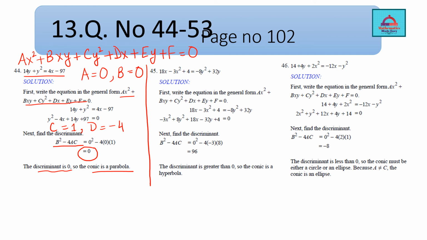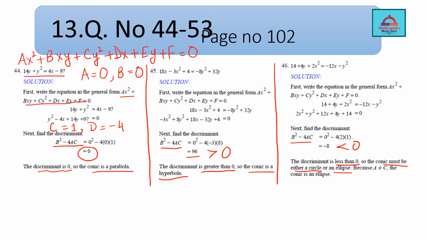Again, for question 45, you find the value of a, b, c, d, e and find the discriminant. Discriminant is positive, more than 0. So if it is greater than 0, it is a hyperbola. Next one, last one, which I explained to you. Here you find the discriminant, it is less than 0. It's negative, so the conic must be either a circle or an ellipse.